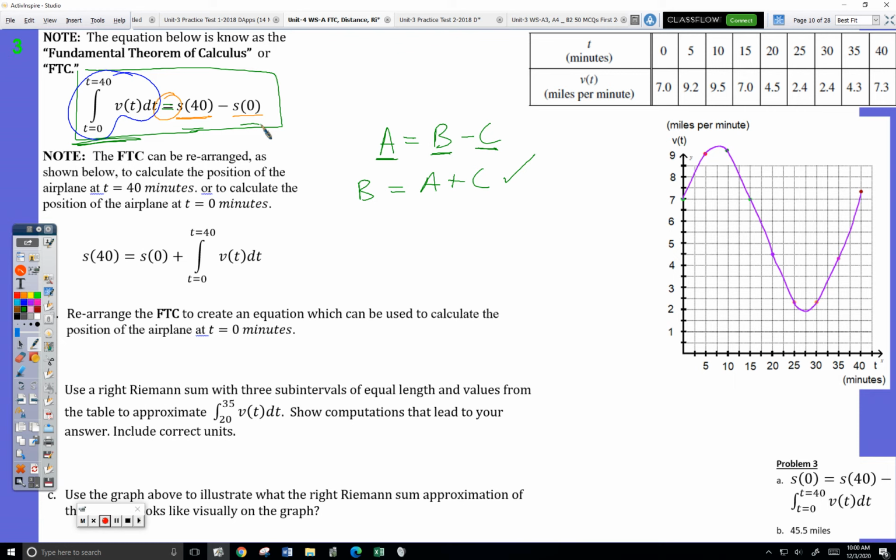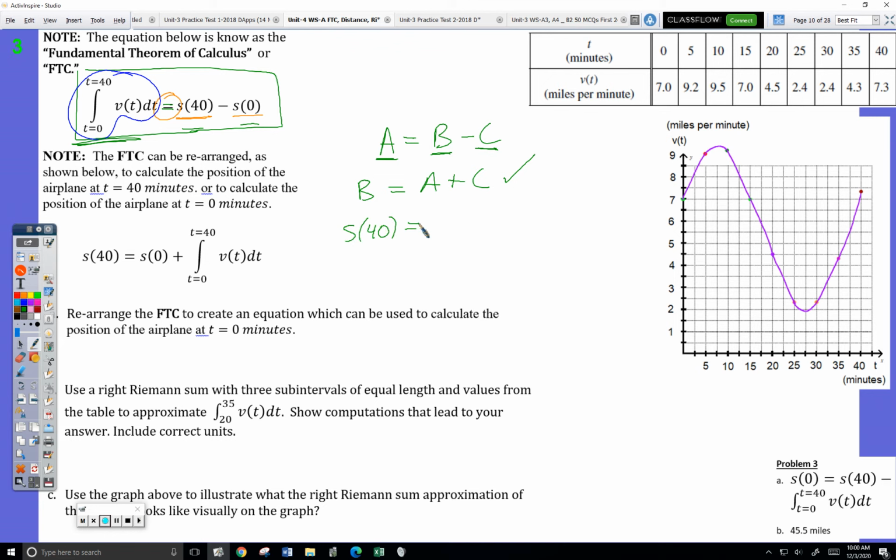But B is just the position at time 40. So the position at time 40 is going to equal the position at time 0 plus the integral from 0 to 40 of the velocity. So by rearranging the fundamental theorem, I found a way to calculate where the particle is located at time 40.